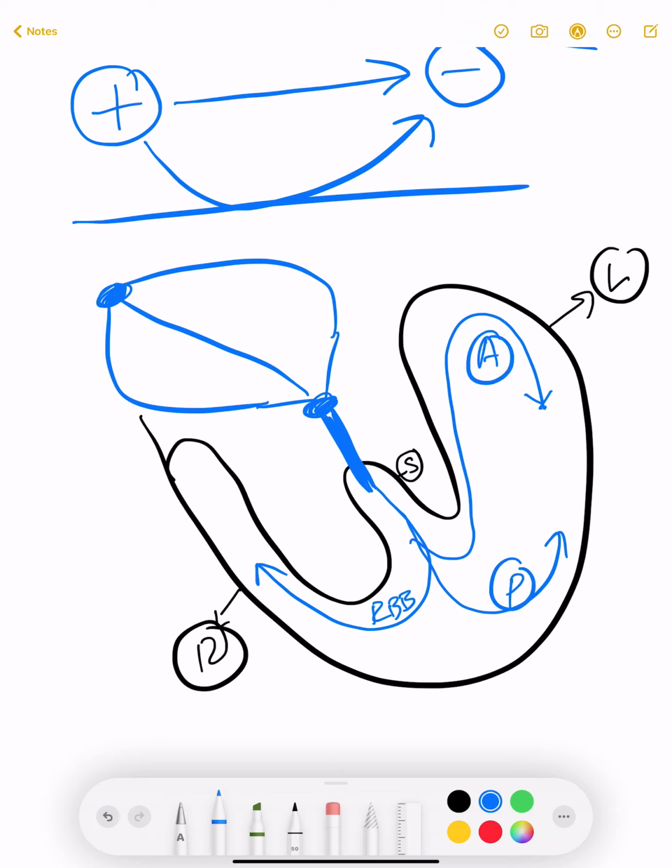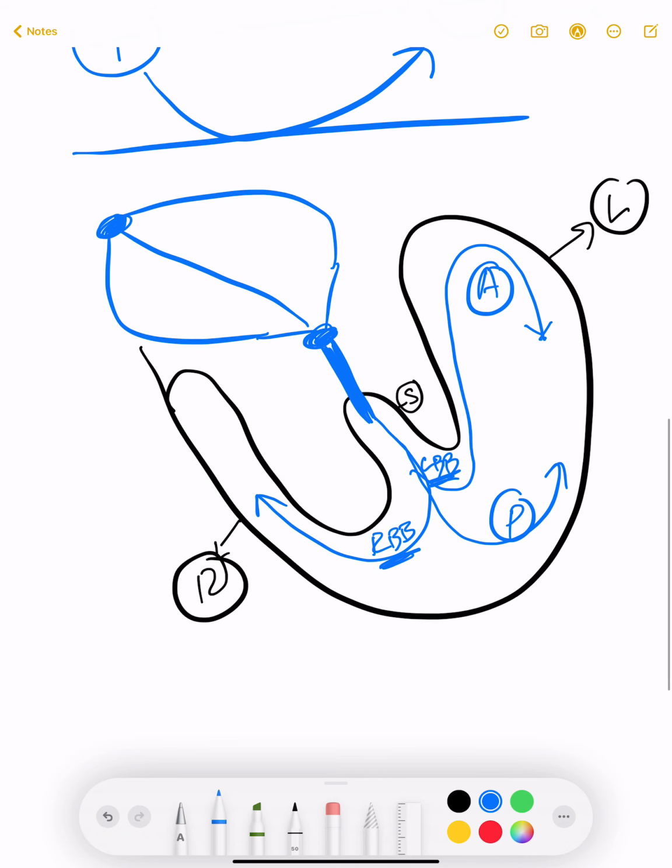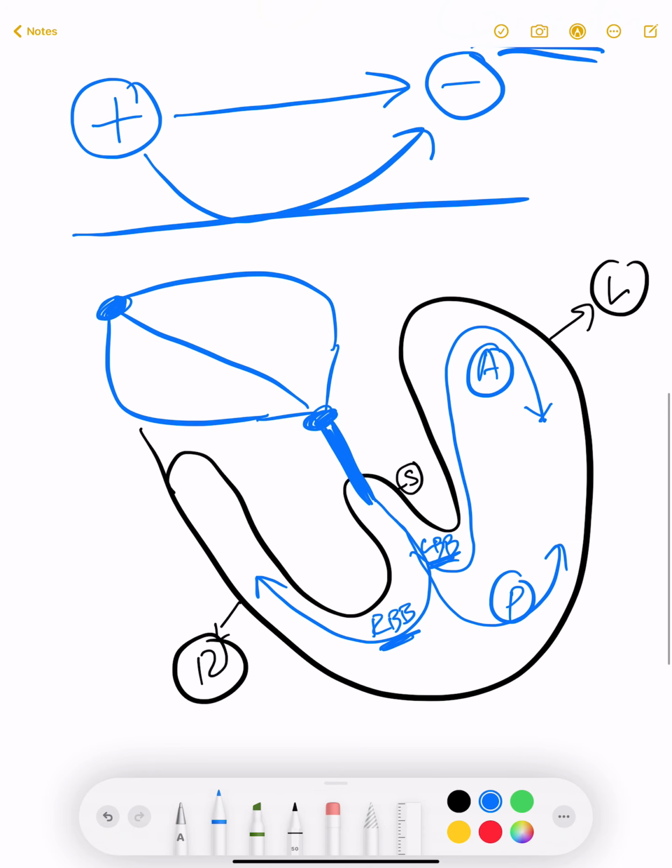So ultimately it depolarizes the left ventricle with the left bundle branch, and the right ventricle with the right bundle branch. This is what happens in a normal condition. Another thing we know, which I explained in detail in the previous video, is that our endocardium is depolarized earlier than our epicardium. So our depolarization starts from inside to outside.